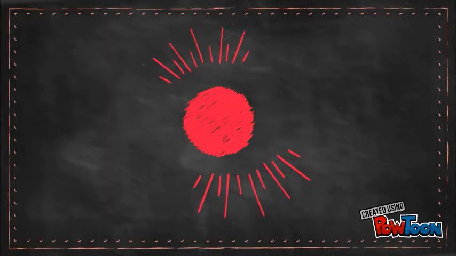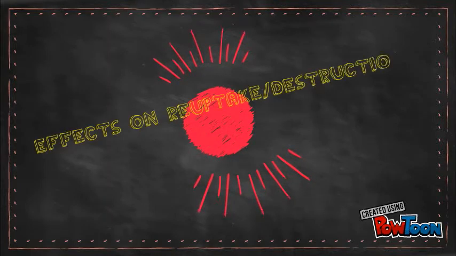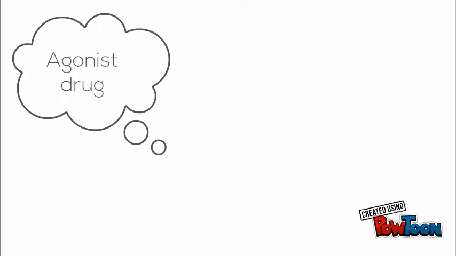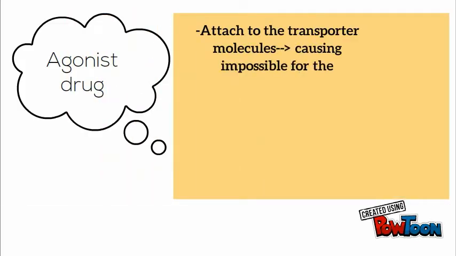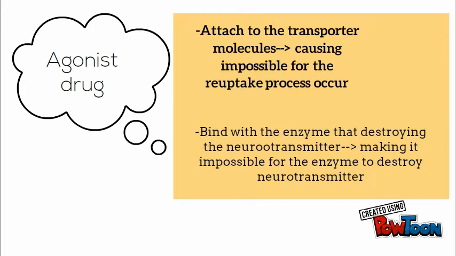The last part is the effects on reuptake or destruction of neurotransmitter. For this one, there is only agonist drug. It will attach to the transporter molecule and cause the reuptake process to be impossible. And it will also bind with the enzyme that destroys the neurotransmitter, making it impossible for the enzyme to destroy the neurotransmitter.